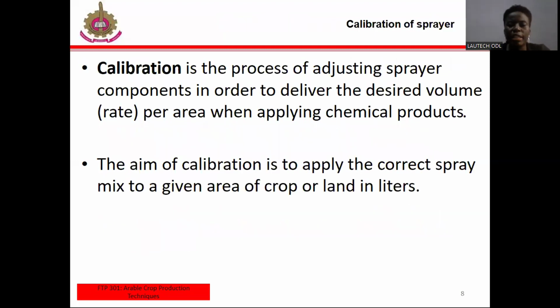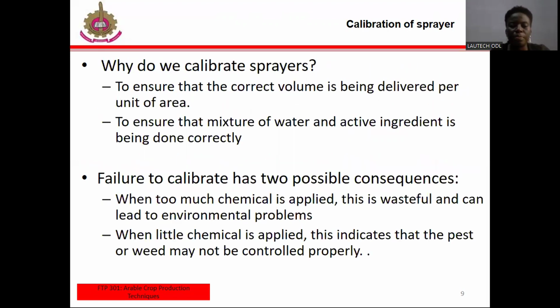Then the next one is the calibration of sprayer. When we are talking of calibration, it is the process of adjusting sprayer components in order to deliver the desired volume per area when applying the chemical product to the farm. And the aim of calibration is to apply the correct spray mix to a given area of crop or land in liters, or at the required amount that is needed for the farm at a particular point in time.